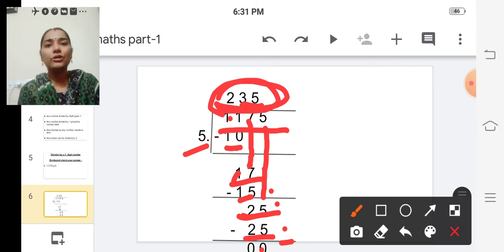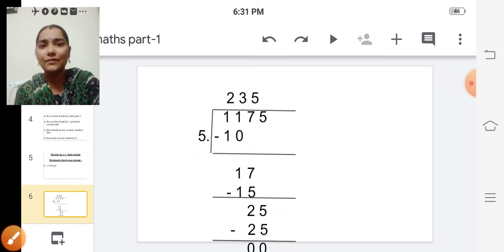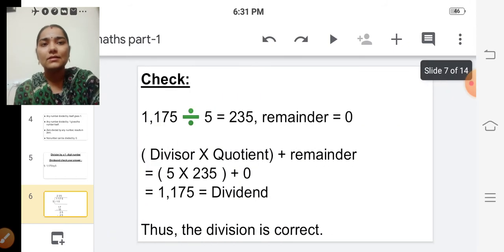So now we are going to check the answer. To check, what we have to do, we have to multiply the divisor and quotient and add the remainder. Then we will get the dividend. That is, dividend is equal to divisor into quotient plus remainder. If we get the dividend, then our answer is correct. So let's check the answer.